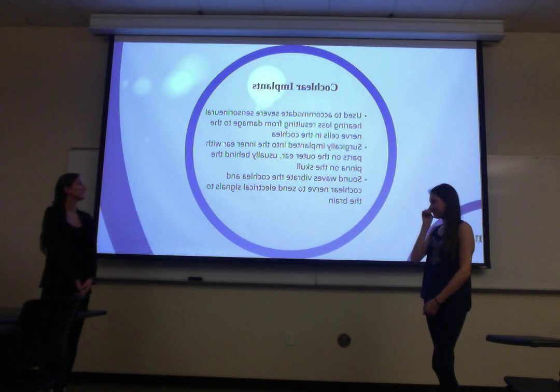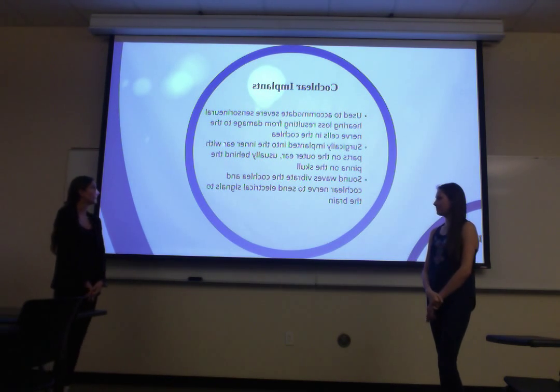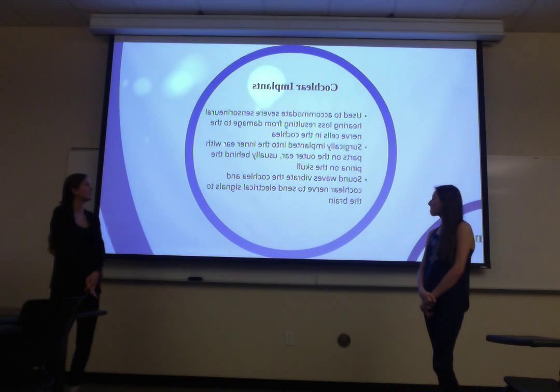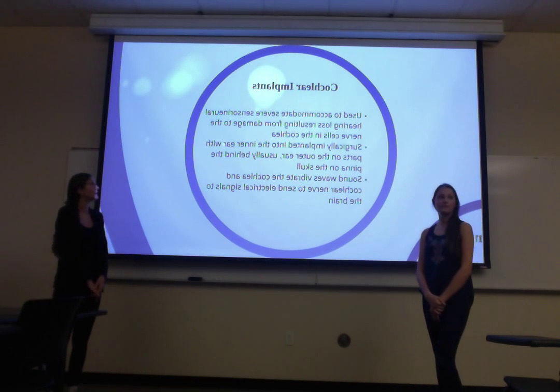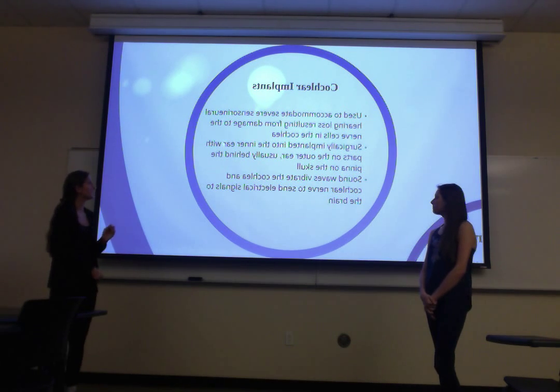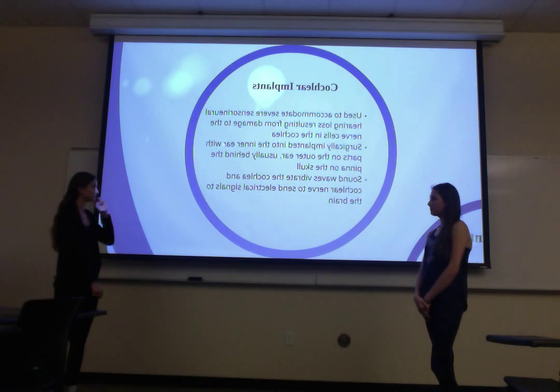Next are cochlear implants, which are very popular for people with sensorineural hearing loss. They're used to accommodate severe sensorineural hearing loss resulting from damage to the nerve cells in the cochlea. They're surgically implanted into the inner ear with parts in the outer ear, usually behind the pinna on the skull.